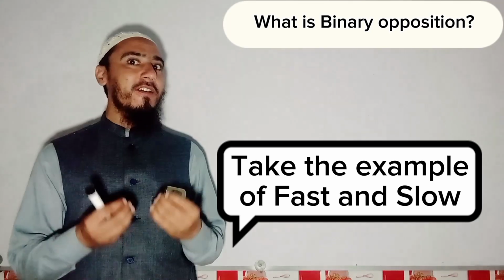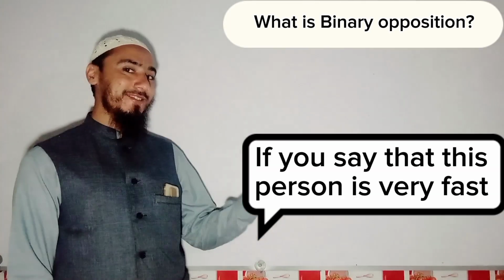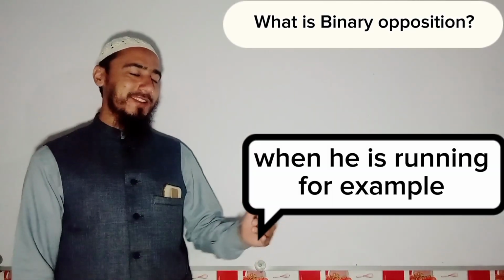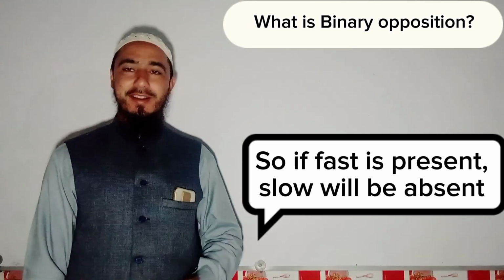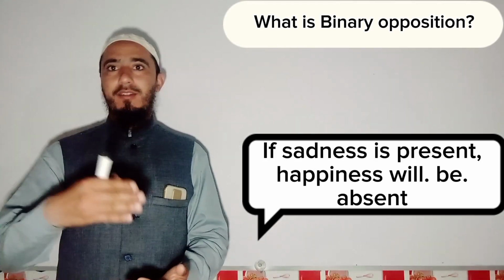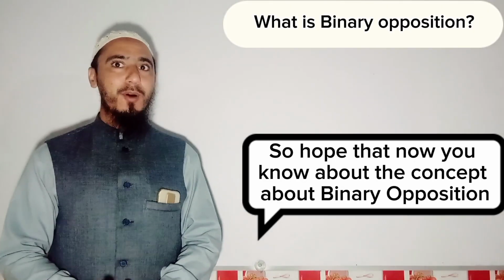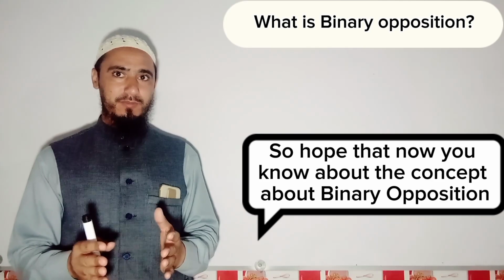Take the example of fast and slow. If you say that this person is very fast when he is running, for example, so if fast is present, slow will be absent. If sadness is present, happiness will be absent. So I hope that now you know the concept of binary opposition.